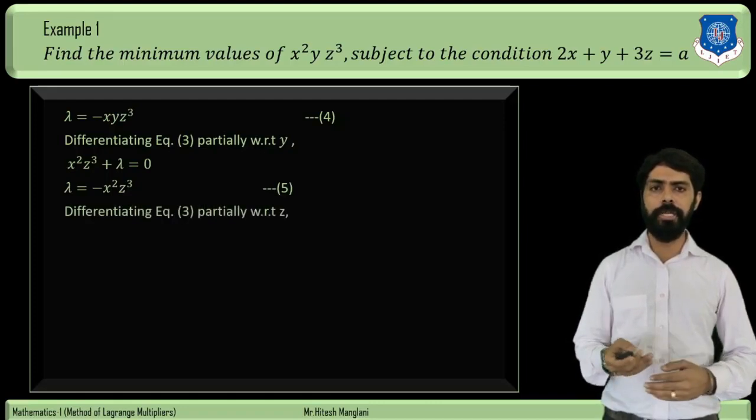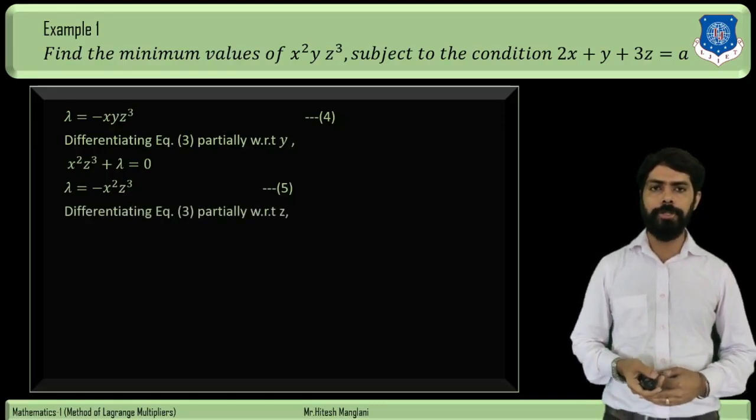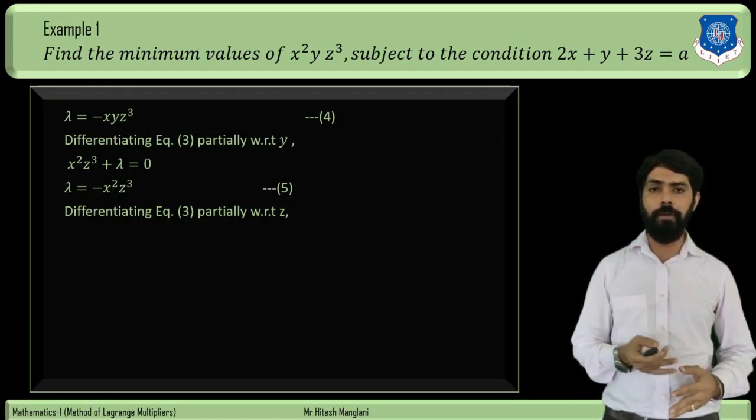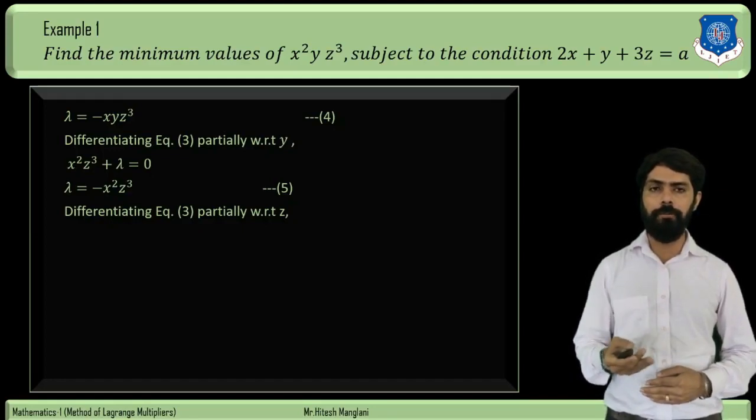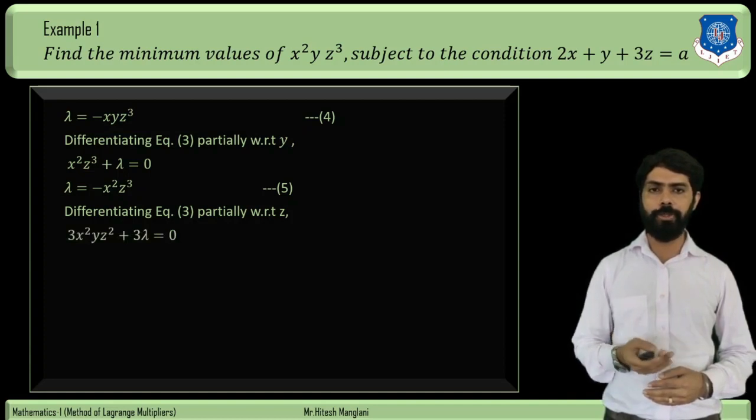Now differentiating equation 3 partially with respect to z. So if we take partial differentiation of equation 3 with respect to z, then x and y will be constant. So here first term is x square y z cube. So x square y will be as it is, and derivative of z cube with respect to z will be 3z square. So here it will be 3x square y z square plus lambda in bracket, that is 2x plus y plus 3z minus a.